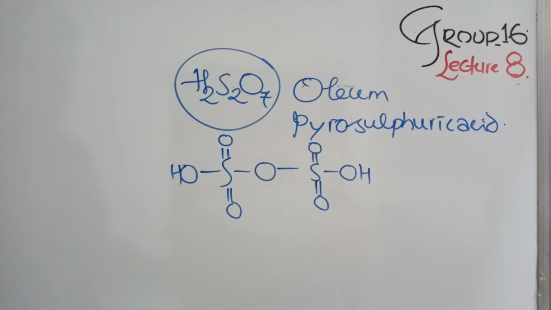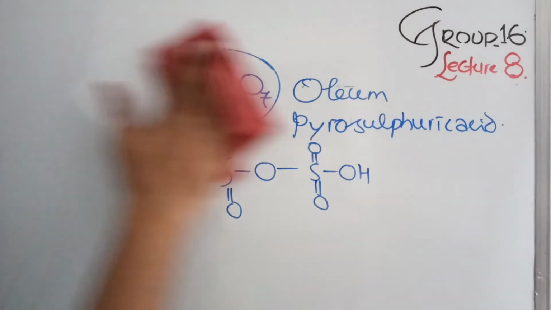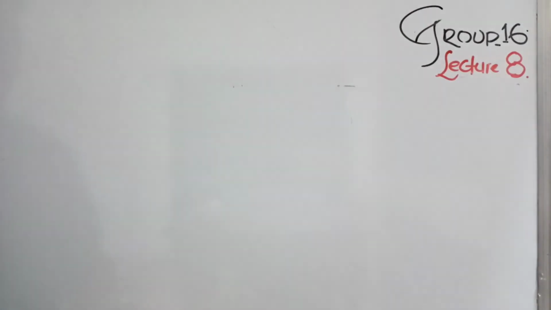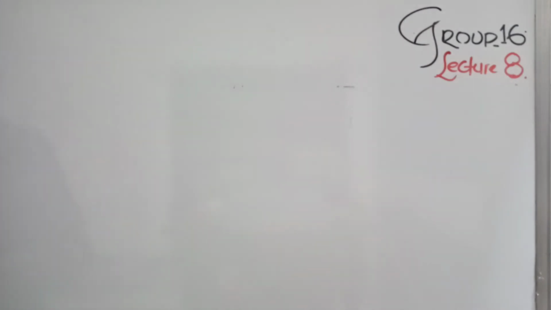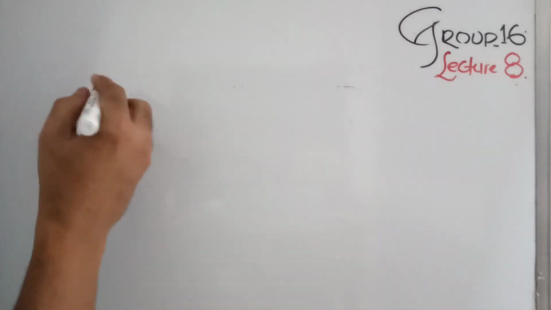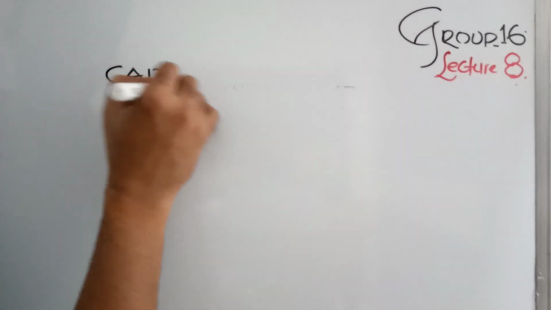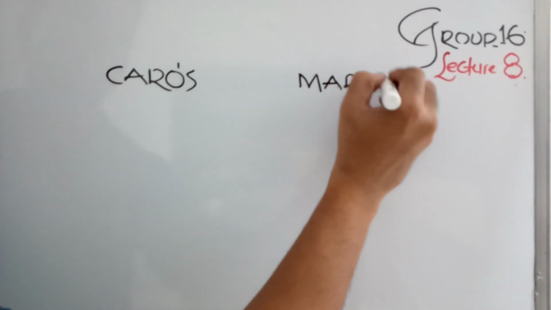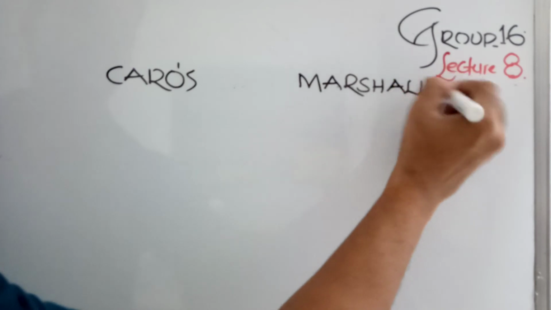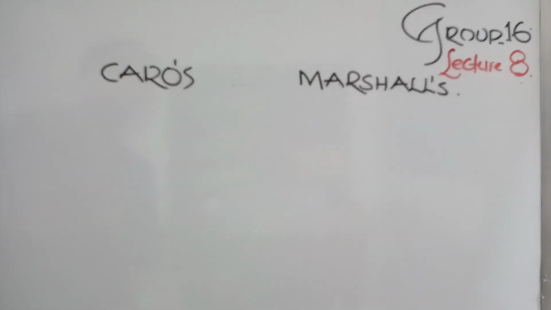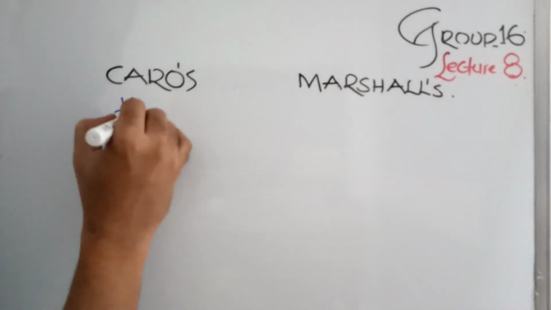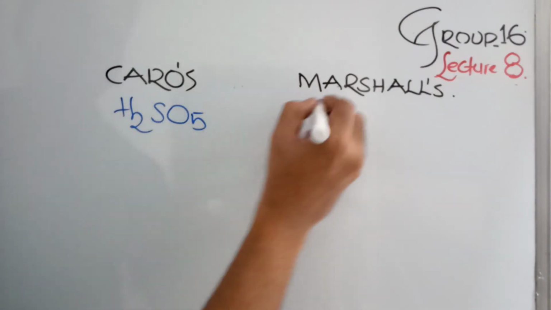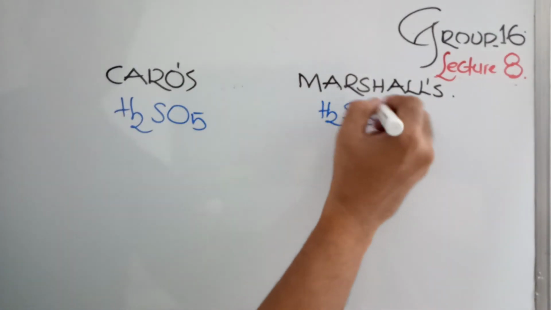Next, we'll go with 2 special acids, the peroxo series. Okay, now the ous acid series and ic acid series are done, first one sulfoxylic, that is over. Now 2 more we'll see. One is Caro's acid, second is Marshall's acid.